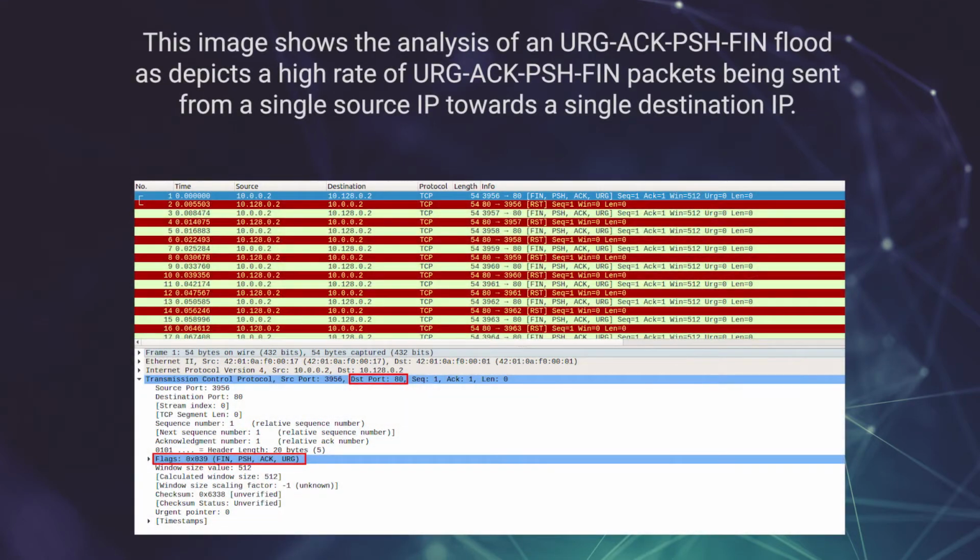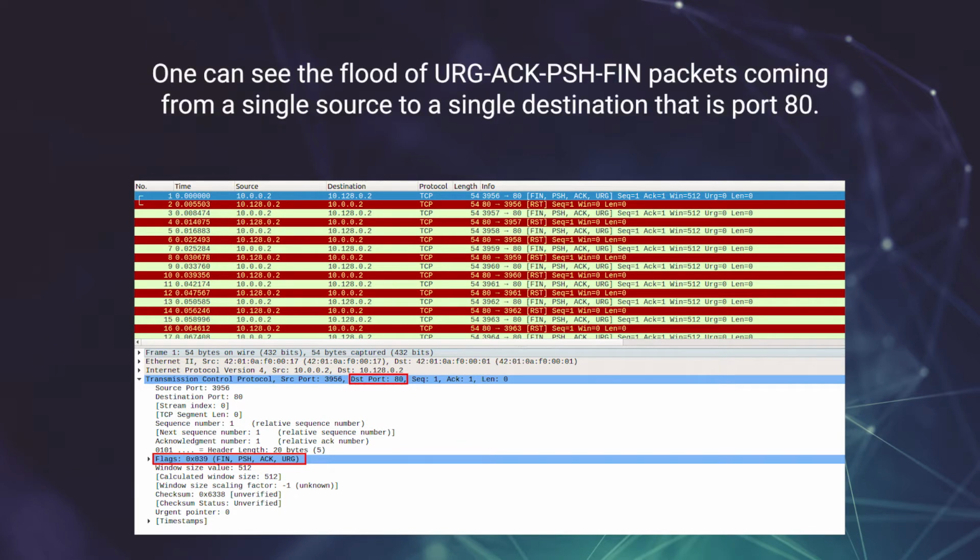This image shows the analysis of a URG-ACK-PSH-FIN flood, as it depicts a high rate of URG-ACK-PSH-FIN packets being sent from a single source IP towards a single destination IP. One can see the flood of URG-ACK-PSH-FIN packets coming from a single source to a single destination, that is port 80.